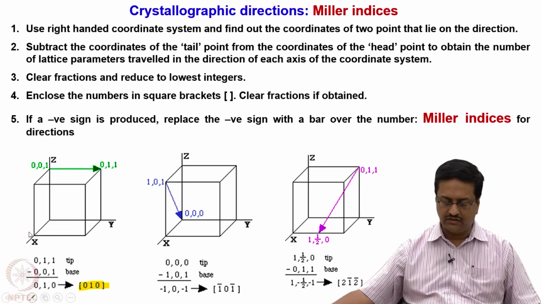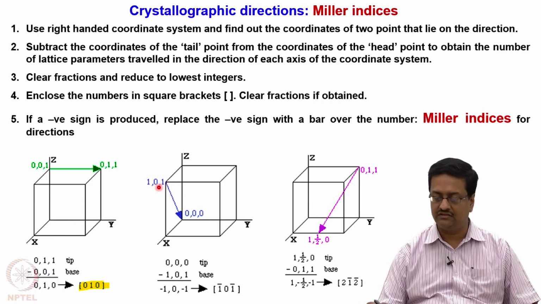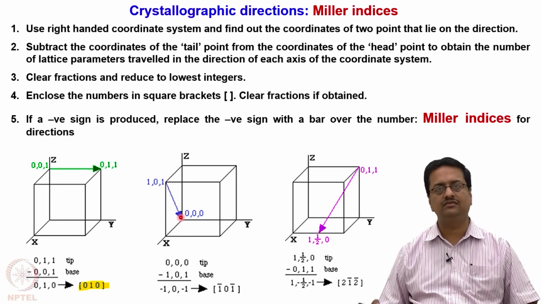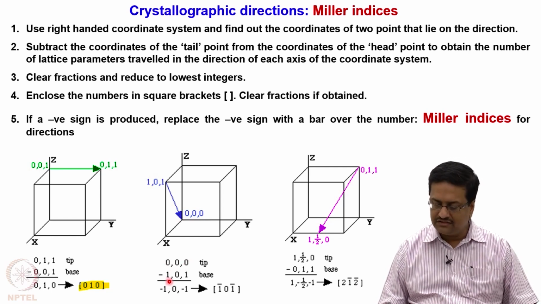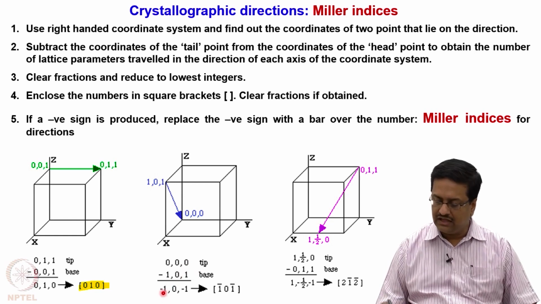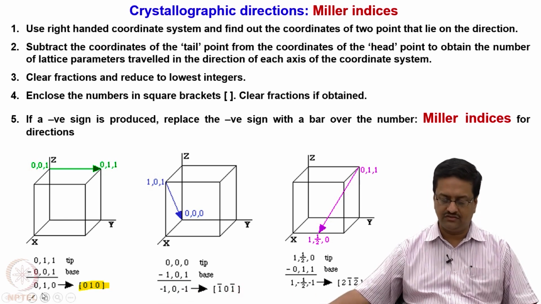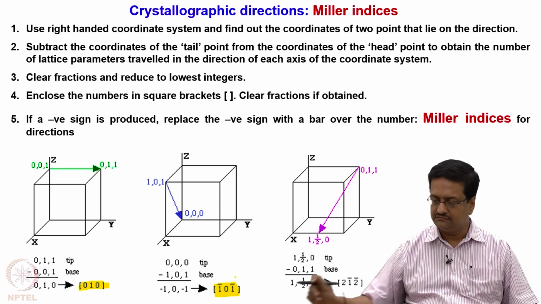Let us see the second one. Here the direction is from this corner, which has coordinates 1, 0, 1. From there we are trying to find out the direction towards the origin. So the origin is the tip, the base is 1, 0, 1. So on subtraction we have minus 1, 0, minus 1. When we represent it within the square bracket, the Miller indices for that direction is 1 bar, 0, 1 bar.